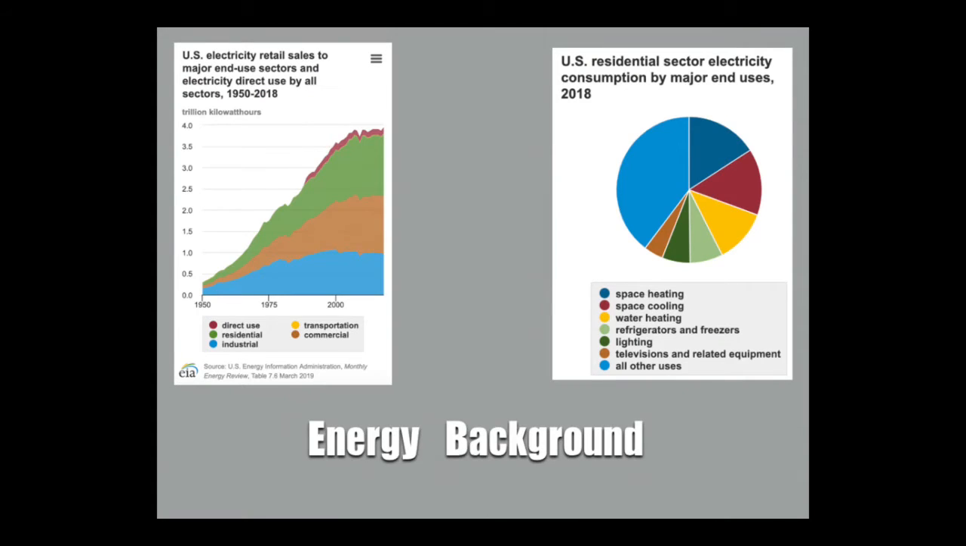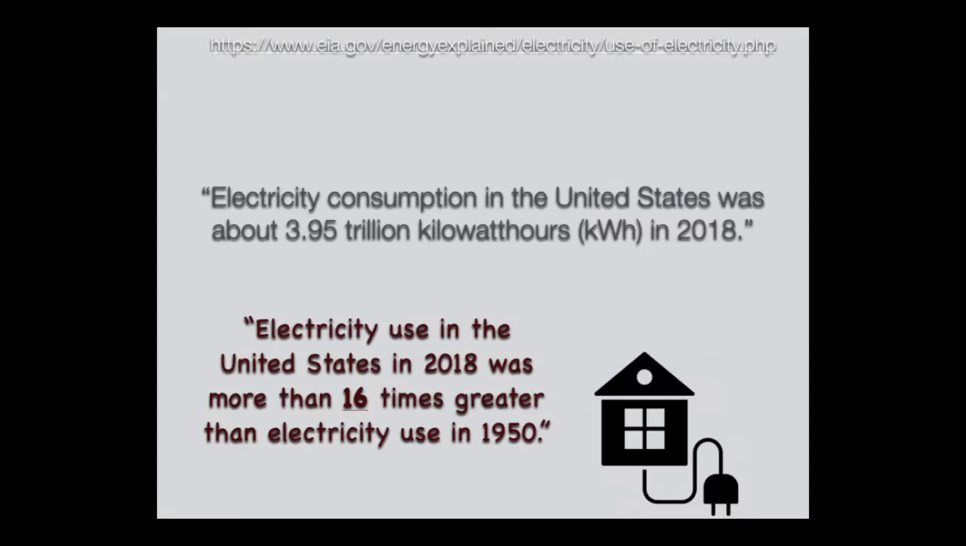So here is some background information about the energy use in the United States. The left graph shows that people are using more energy than before on residential, transportation, commercial, and industrial parts. And the pie chart on the right shows that most of the energy in the residential sector is used on space heating, space cooling, and water heating. The data shows that in 2080, electricity consumption in the United States was about 3.95 trillion kilowatt hours, which was more than 60 times greater than electricity used in 1950.